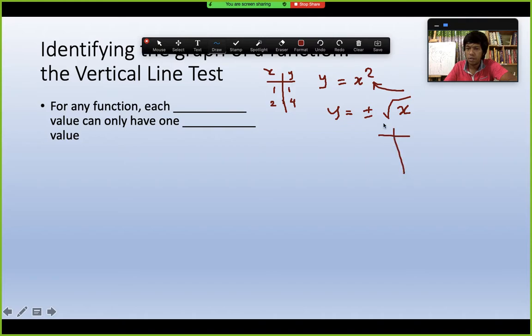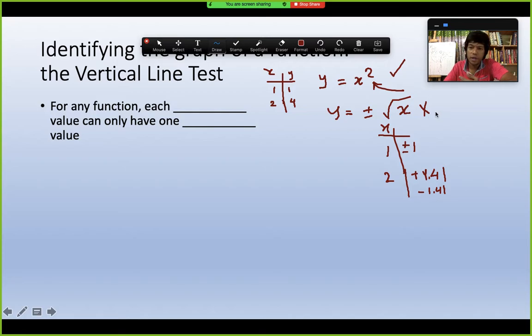Now here, suppose if x equals 1, if you put 1 here, the answer will be plus minus 1. Two answers here, plus 1 and minus 1. If the x value is 2, then you will get two answers. One is root 2, that means plus 1.41, and then minus 1.41. So you get two answers here. For one input you get two outputs. That's why this is not a function, and this is a function.